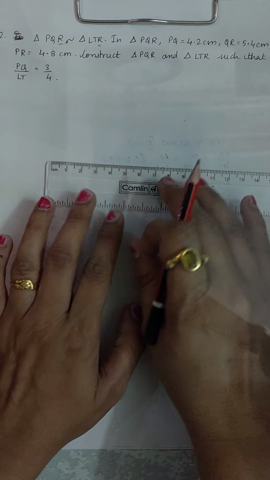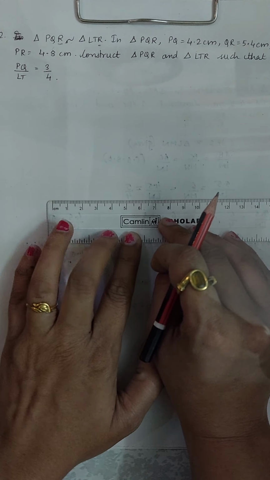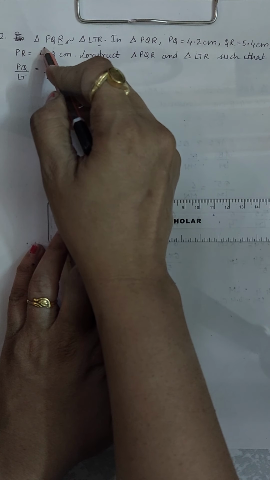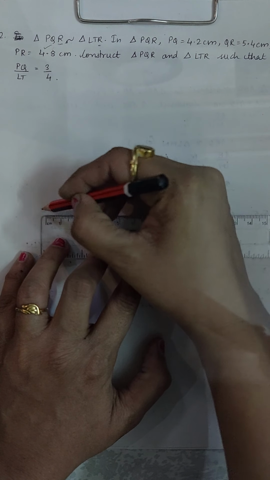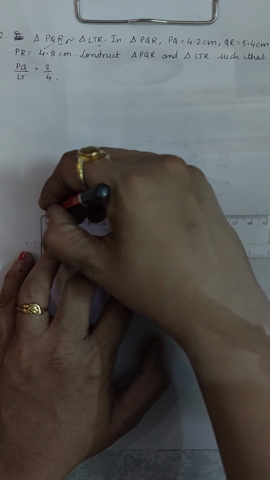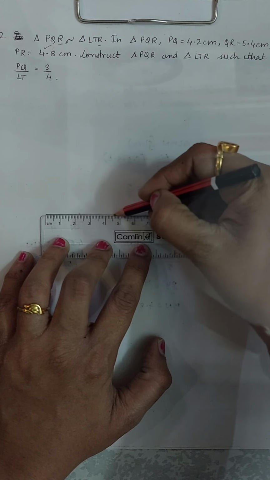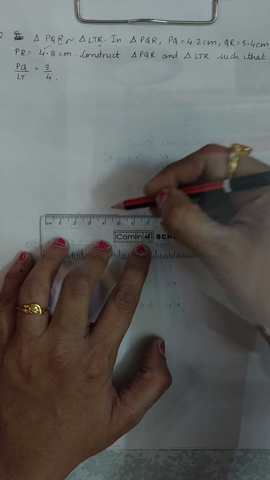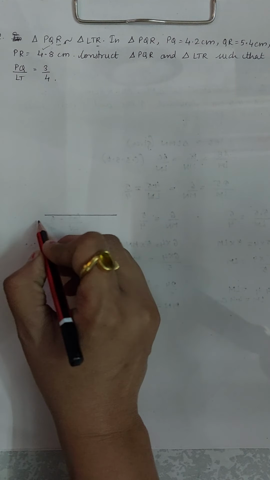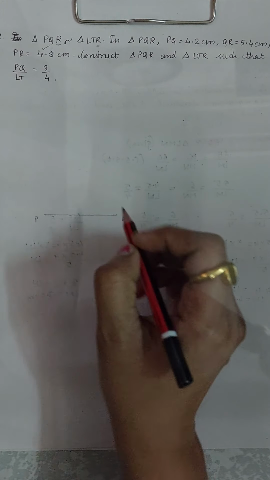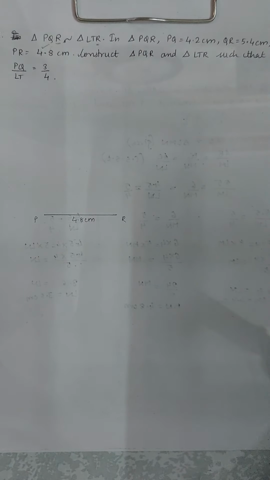I am going to draw this like this. So I am going to keep this ruler here, and if I am taking PR as the base, PR is 4.8, so I am going to draw this PR as 4.8. So this is 4.8, that is P and R, which is 4.8 centimeter. Okay, so we'll just stick that whatever we have used.